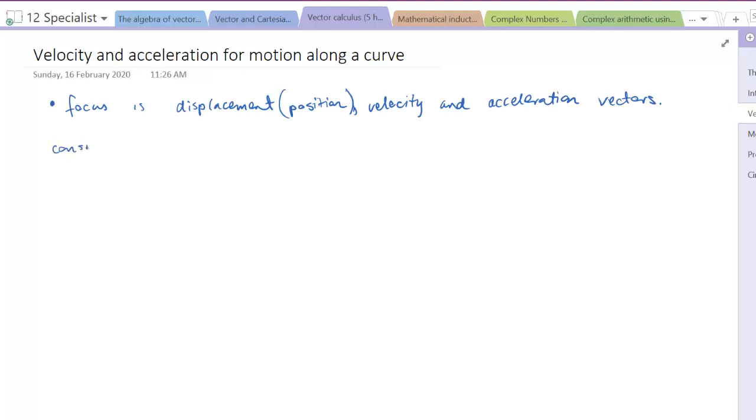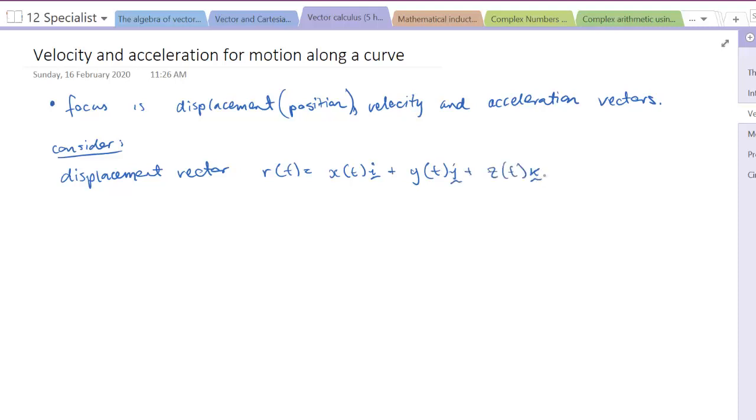So if we consider a displacement vector, r(t) is equal to x(t) in the i direction, y(t) in the j direction, and z(t) in the k direction, and we think of this as a position vector, in other words, a vector representing the change in position over time, then it follows that in order to find a velocity vector, we would need to consider dr/dt, or r dot, as our velocity vector. So finding the derivative of this original position vector allows us to consider the velocity at any point in time.